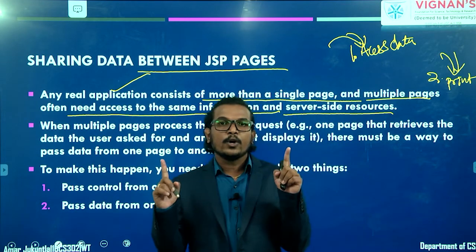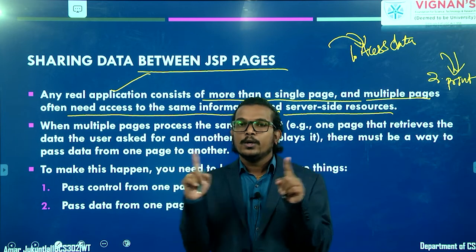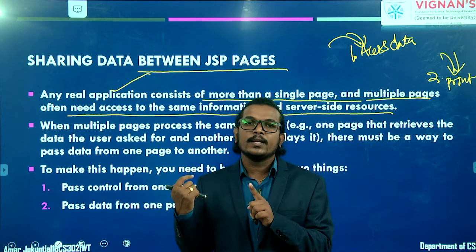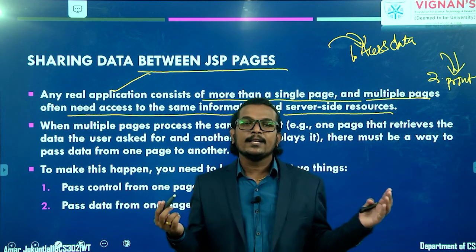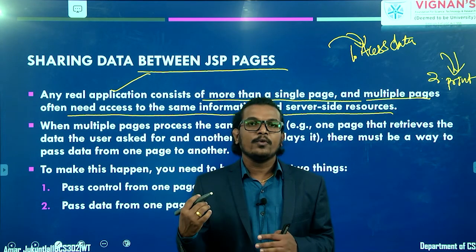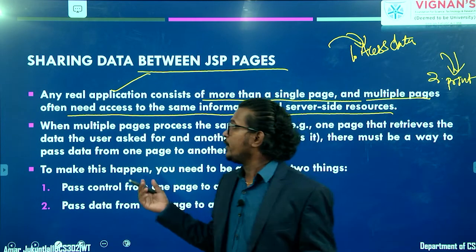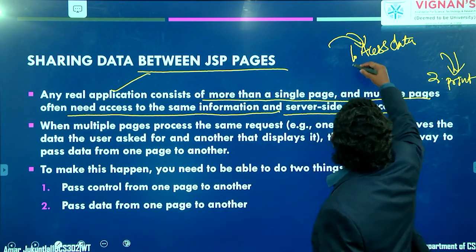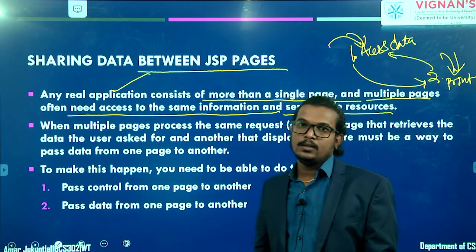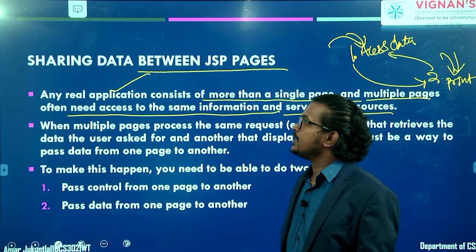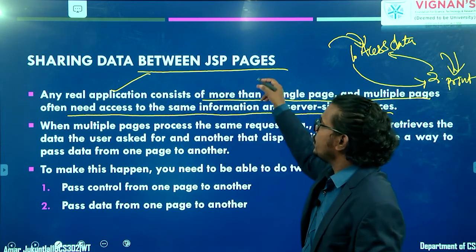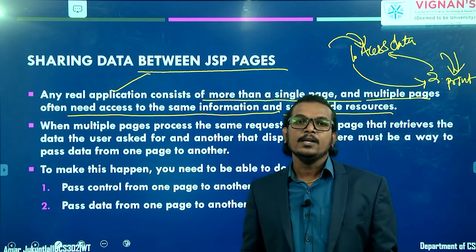Means what here? We are talking about two JSP pages in one application. One page is used for collecting the user information and another page we are using for displaying the information. Clear? So how are these two pages communicating, how are they sharing the data? That we are going to discuss here, in sharing data between the JSP pages.